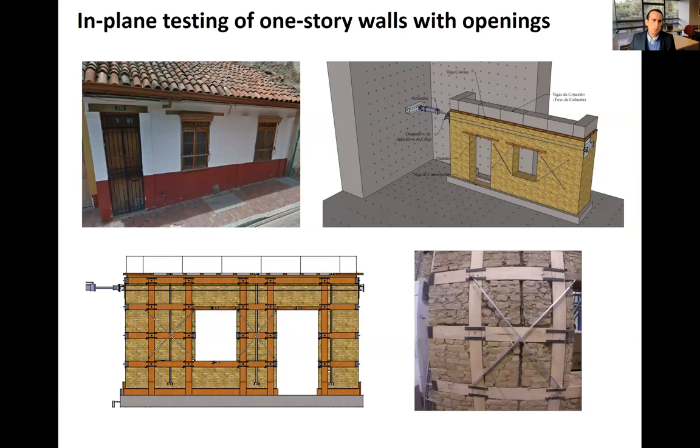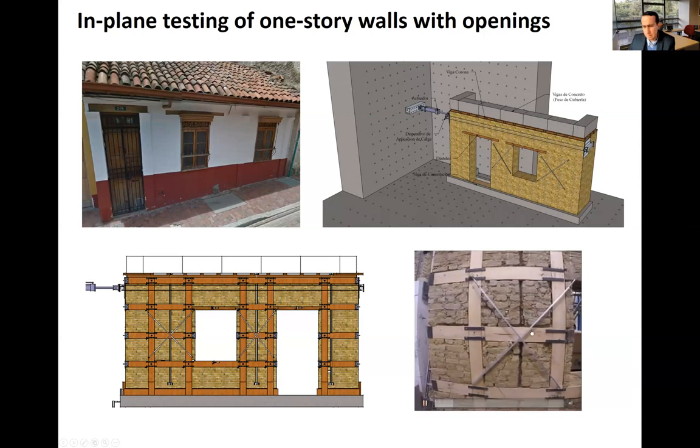So that's the way that these big blocks of rammed earth will eventually collapse. Then we have been doing in-plane testing for one-story walls with openings, to simulate the front of the houses, where you see the doors and the windows. We take this kind of geometry to the lab, install it there, and apply loads horizontally to see the capacity. In this case, we also retrofit some of these with, for example, timber elements like you can see here.